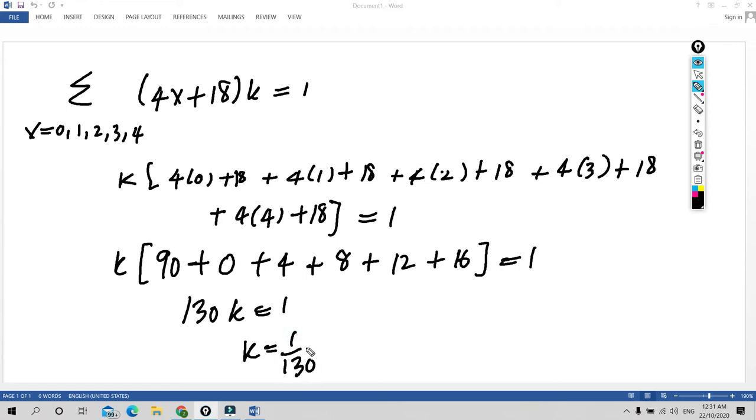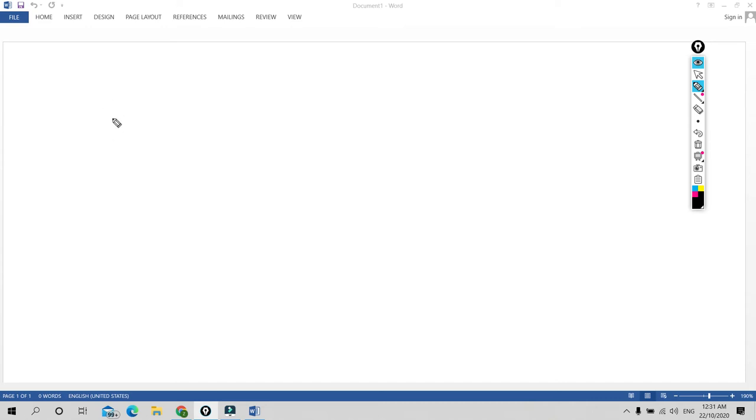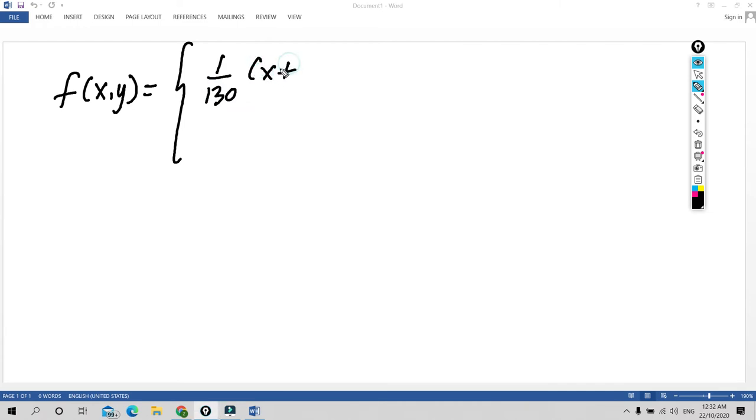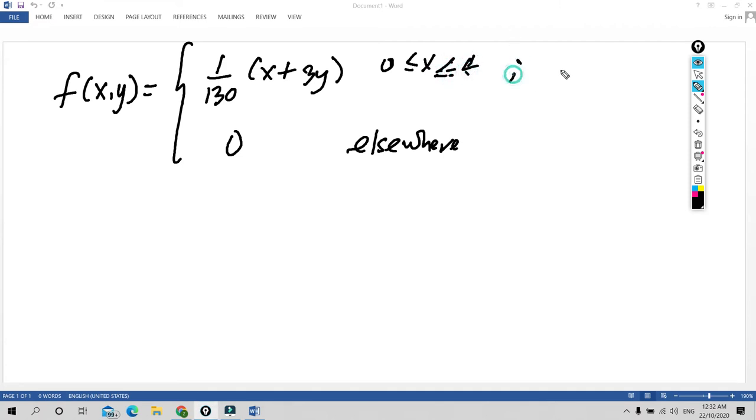So the value of k here is 1 over 130. When you say the new function here, you can write your new function f(x,y) as 1 over 130 times x plus 3y, 0 elsewhere, where x is between 0 and 4, and y is between 0 and 3. This is the joint probability function.